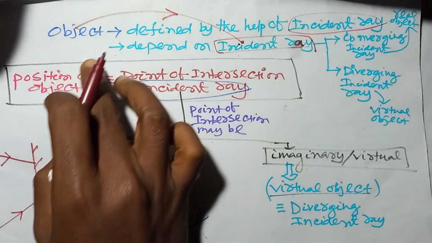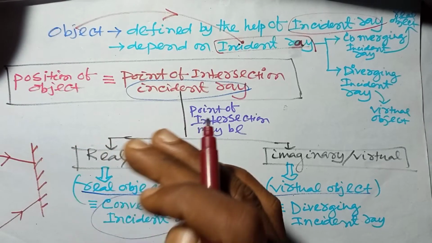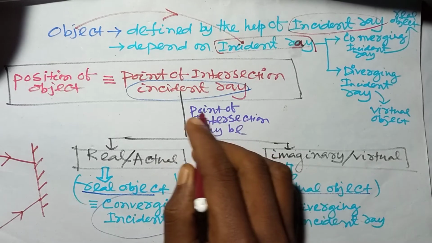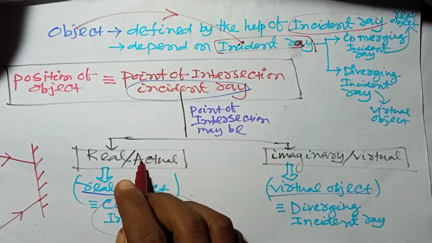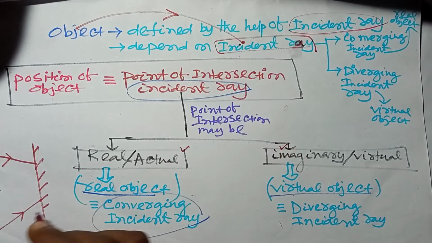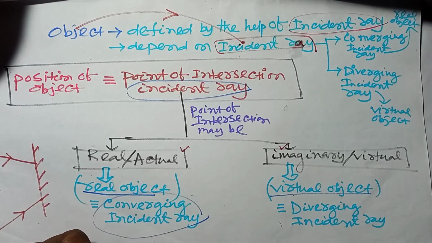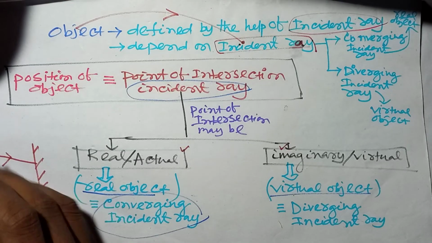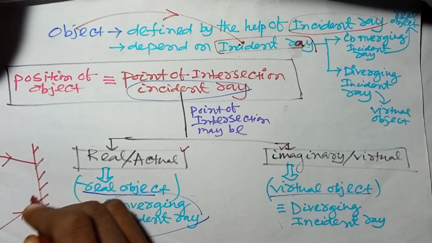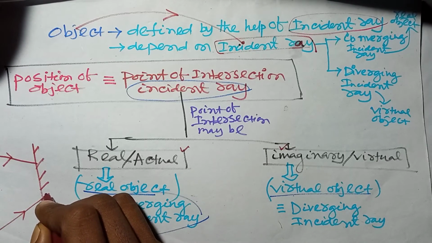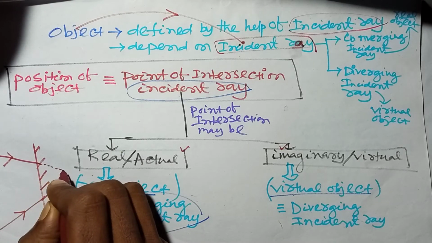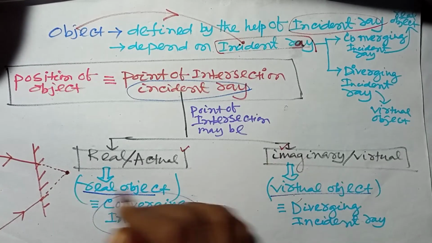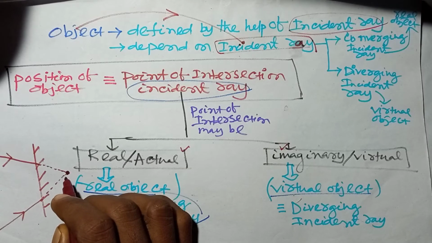Now in order to determine the position of object, we have to focus on the incident rays. These are the two incident rays. Now we have to check their point of intersection, whether it is actual or imaginary. As you can see, these two rays cannot intersect on this side. For the point of intersection, we have to extend them. And now at this point they will intersect. So this will be your position of virtual object, as it is the imaginary intersection.